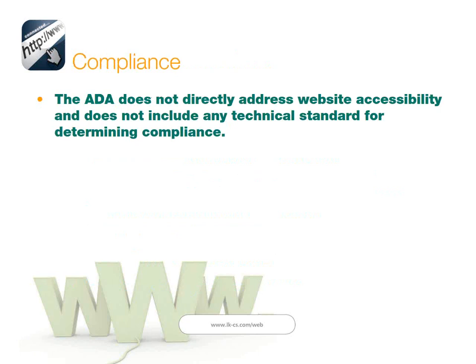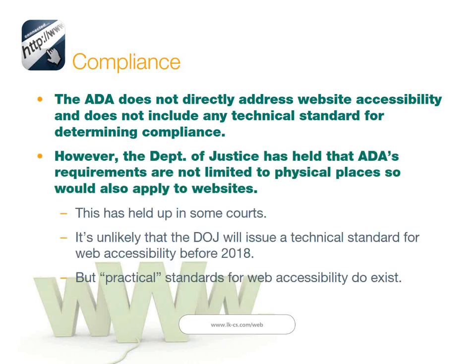So when we talk about compliance and what it means to be compliant with web accessibility, it's important to understand that the Americans with Disabilities Act does not directly address website accessibility. It does not include any technical standard for determining what compliance is when it comes to websites. The Department of Justice is responsible for enforcing the Americans with Disabilities Act, and the DOJ has held that the Americans with Disabilities Act requirements are not limited to just physical places, so that they would also apply to websites. And this has held up in some courts, as we'll talk about in the next few slides.